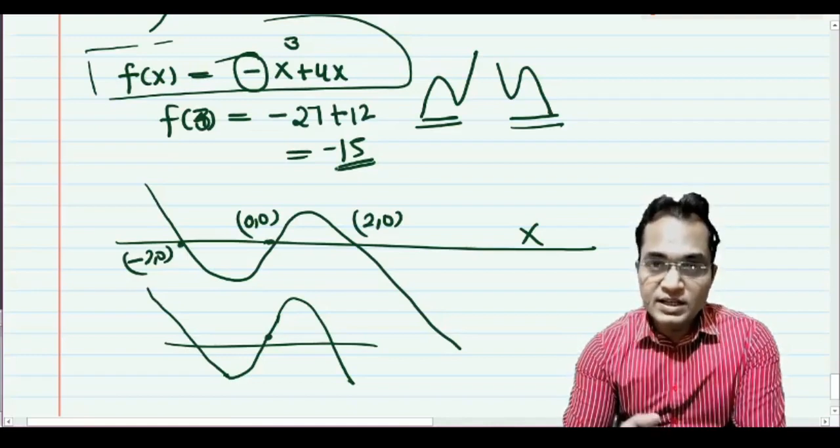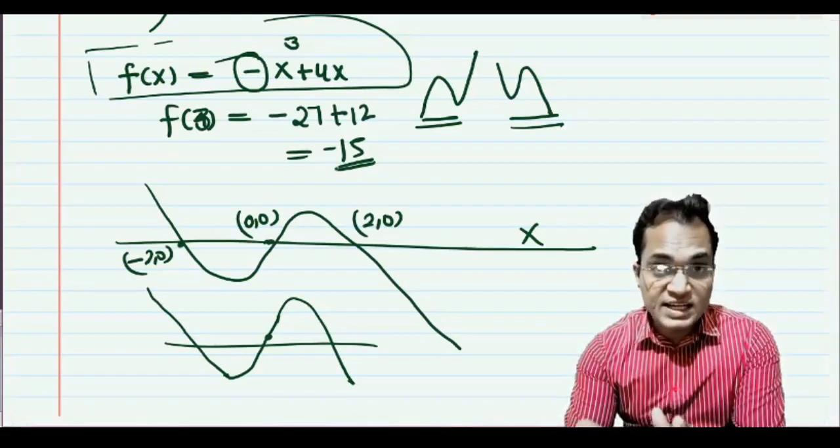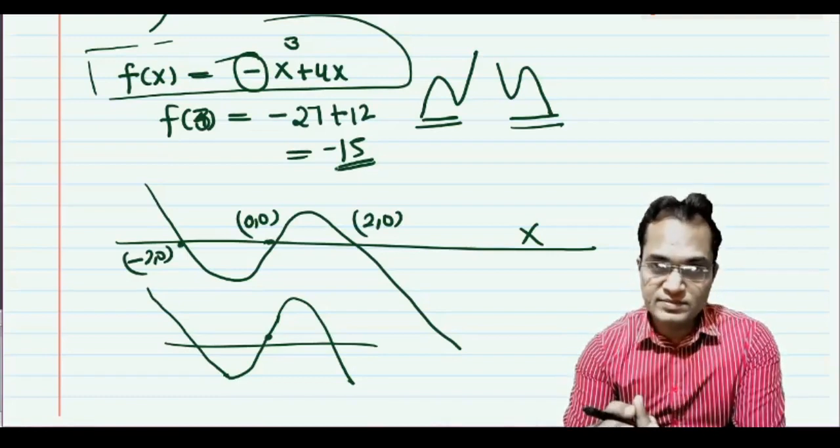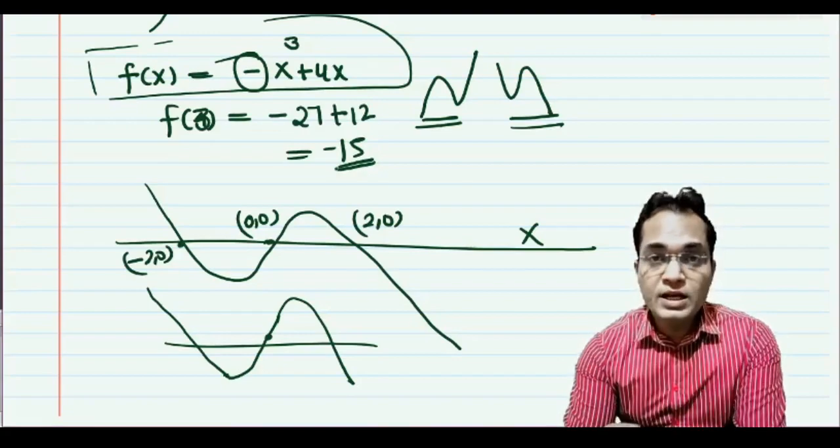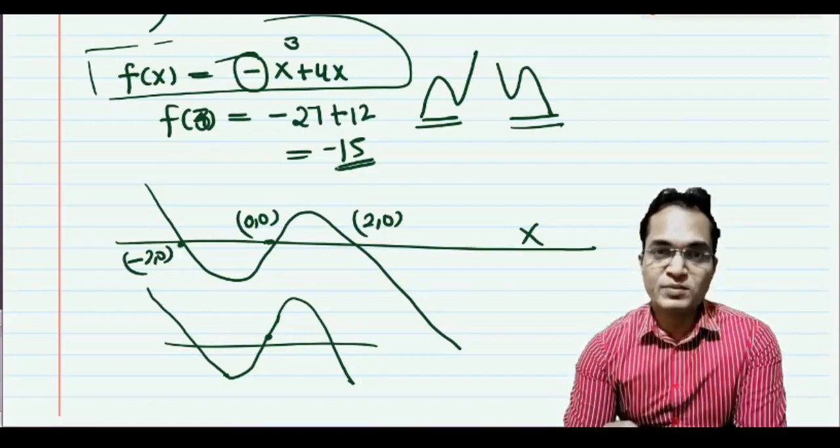Understand? And till now you can understand that the nature of the graph has only 2 possibilities. Understand? These are the basic features of the graph of a cubic polynomial. Okay.